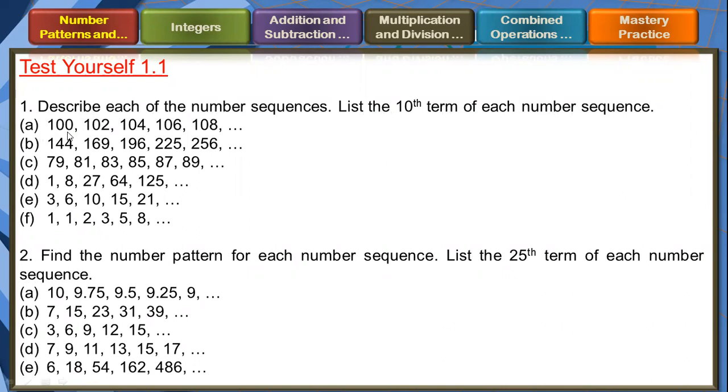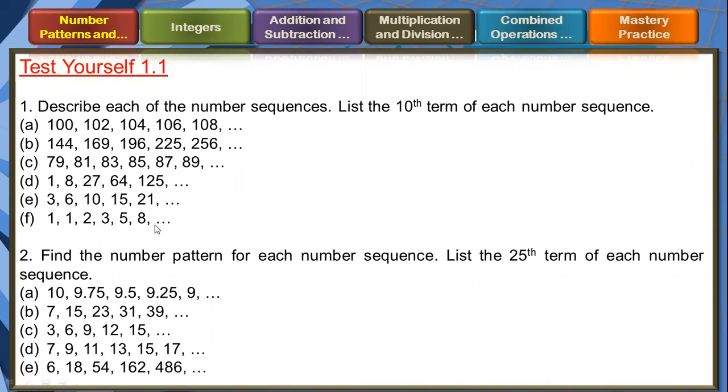For A, we have 100, 102, 104, 106, 108. For B, 144, 169, 196, 225, 256. For C, we have 79, 81, 83, 85, 87, 89. For D, we have 1, 8, 27, 64, 125. For E, we have 3, 6, 10, 15, and 21. For F, we have 1, 1, 2, 3, 5, 8.